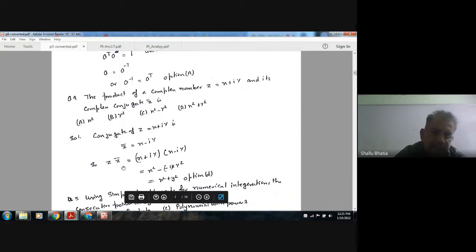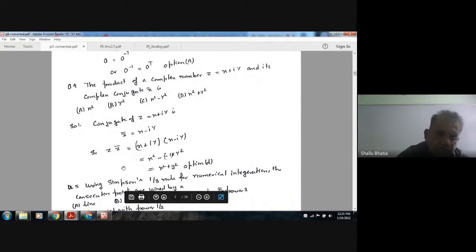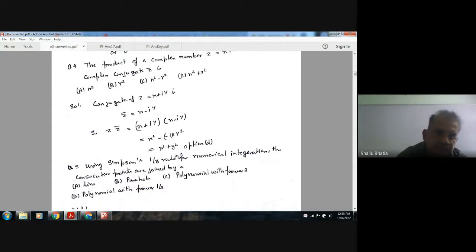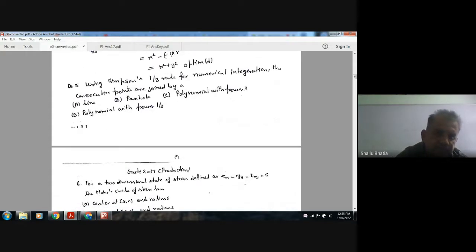So z into z bar will be x plus iy into x minus iy. So it will be multiplied and then it will be x square, and it will be minus i square y square. So i square is nothing but minus one. This is your x square plus y square. So option D is the answer.